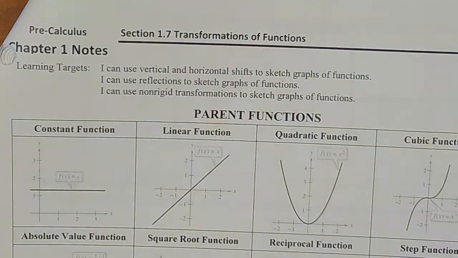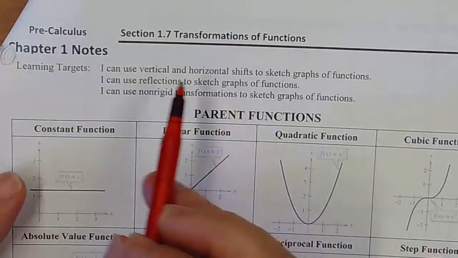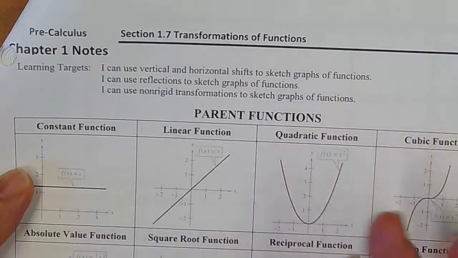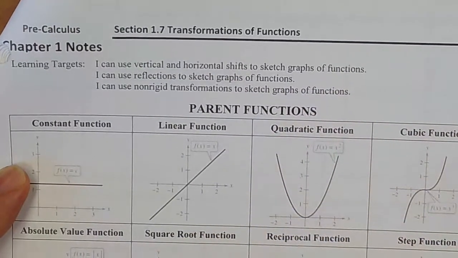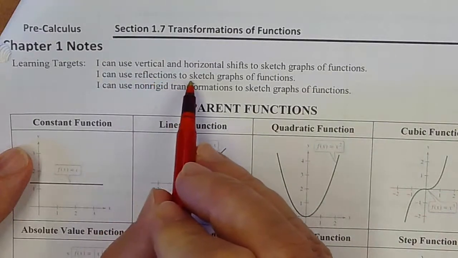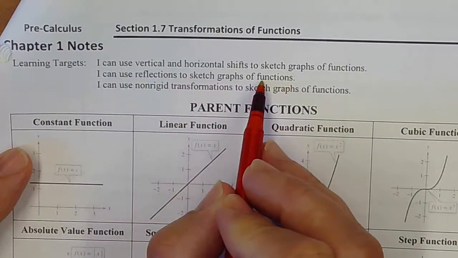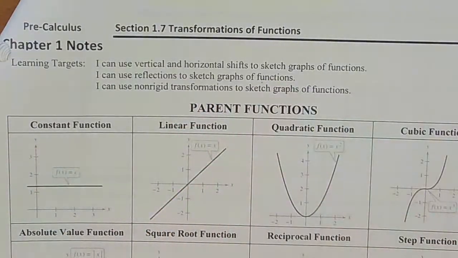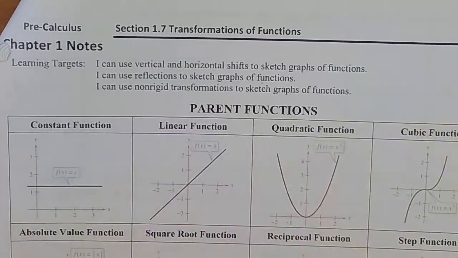All right, section 1.7, day 1. Today we'll be working on using vertical and horizontal shifts to sketch graphs of functions, mainly just some parent functions, along with what I'm going to call generic functions. And we'll also work on reflections to sketch graphs of functions as well. The non-rigid, multiplying by a number to change the shape of it, we'll wait till day 2 on that.